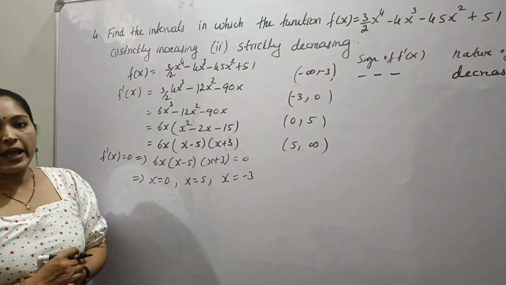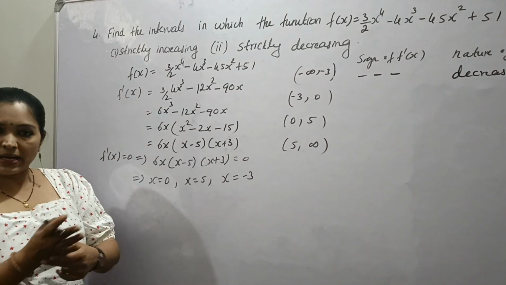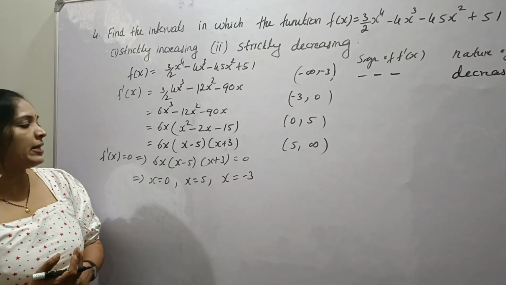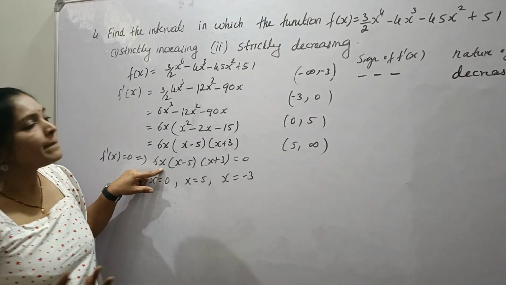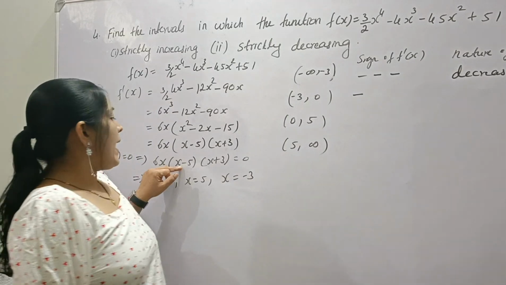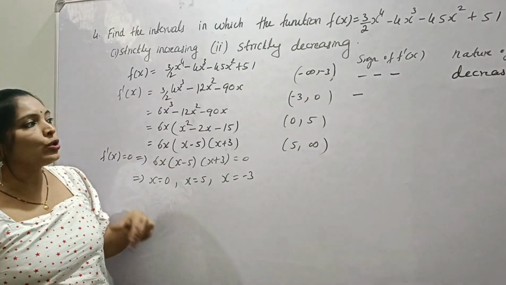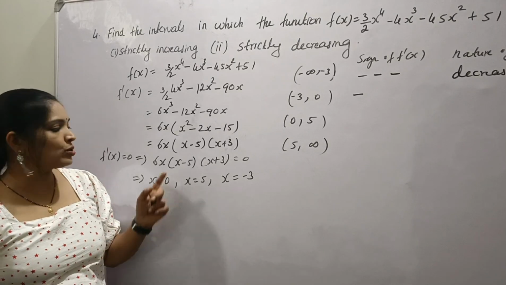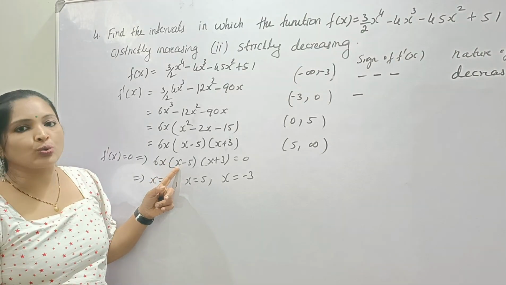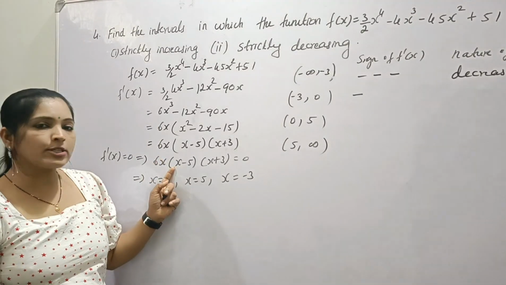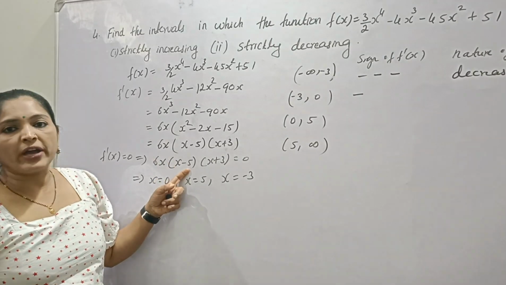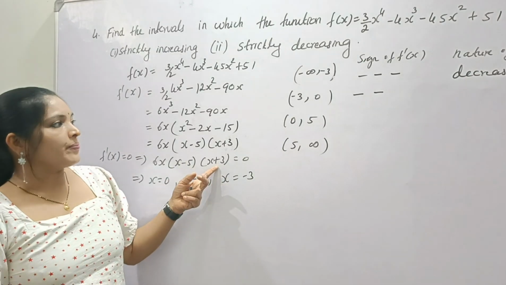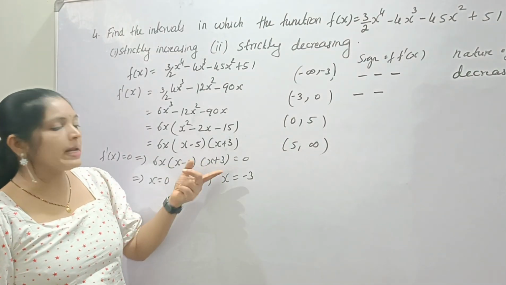Then in the interval x belongs to minus 3 to 0, all the values are greater than minus 3 and less than 0. Here also the values are negative, so 6x will be minus. For x minus 5, substituting values greater than minus 3 and less than 0, all are negative values. For example, minus 2 is included, so minus 2 minus 5 is minus 7. That is minus. Then for this one, when we substitute x is equal to minus 3, it will be 0.